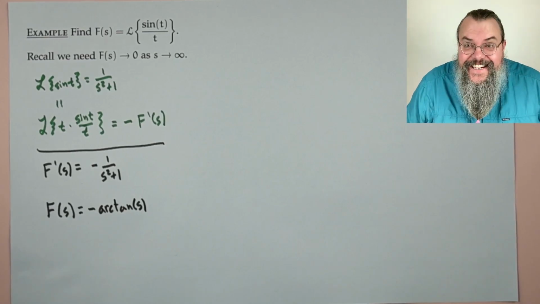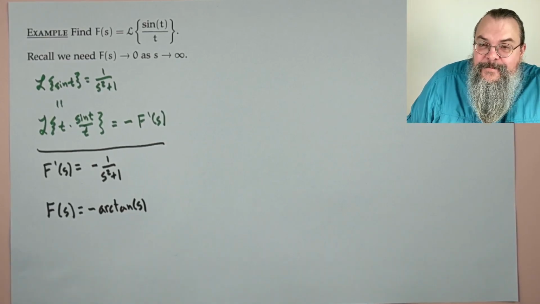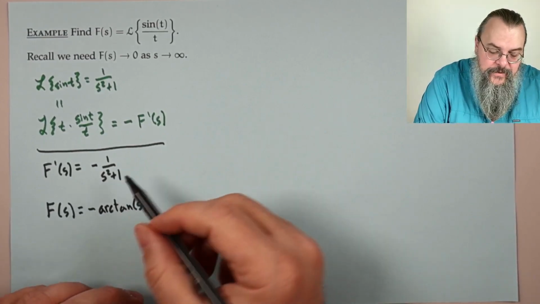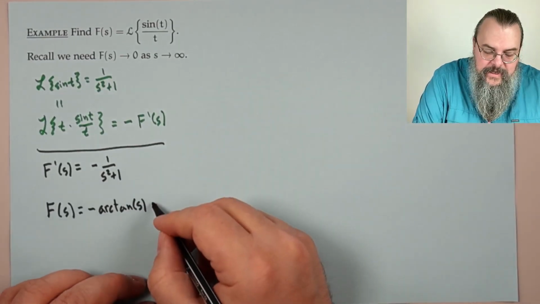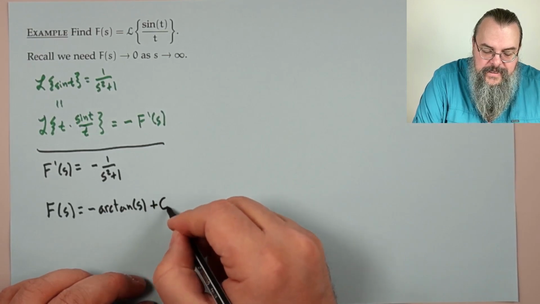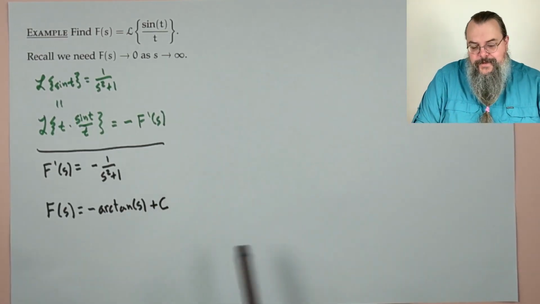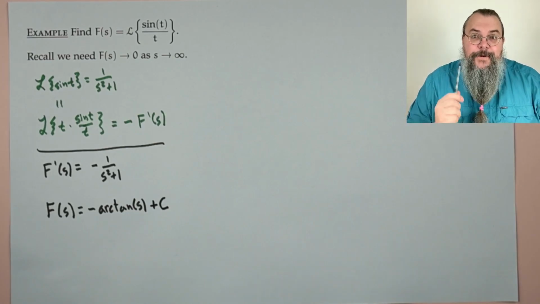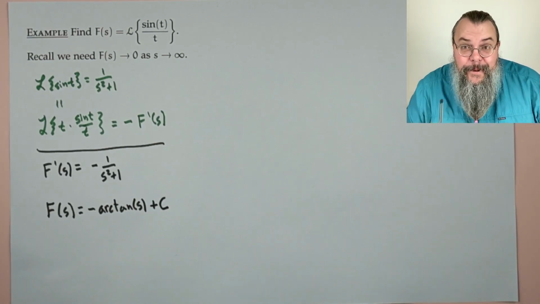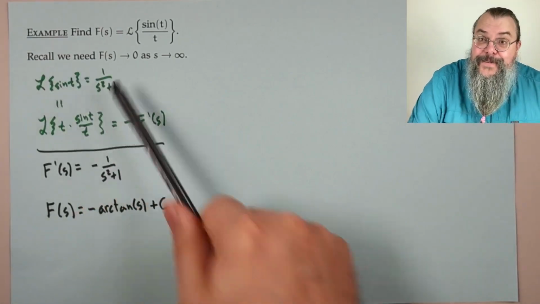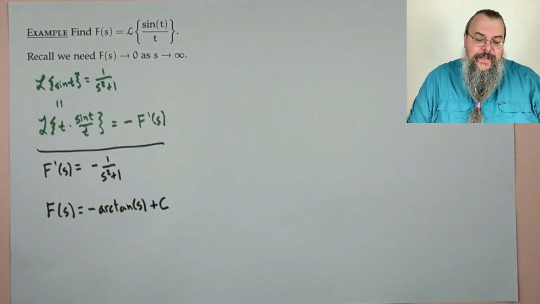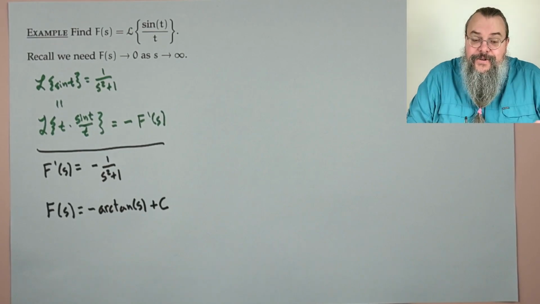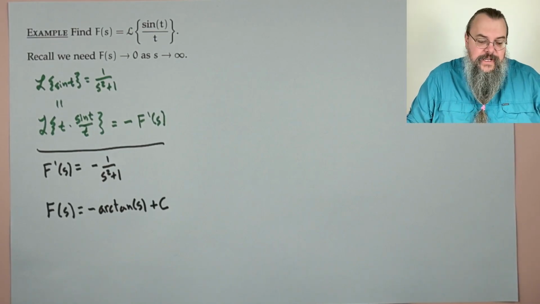Is this right? And what did I forget? I forgot something. Plus c, right? Because when you integrate, you have a constant. Now at this point, you're thinking, oh, well, you're in trouble, Steve, because what's your constant? Ooh, you're right. I would be in trouble, except they gave us something to recall. They said, hey, we need that f of s goes to 0 as s goes to infinity.